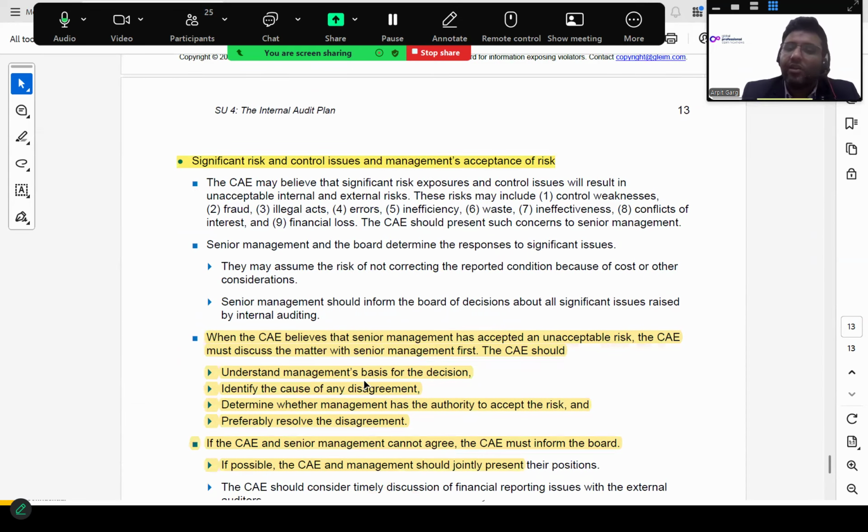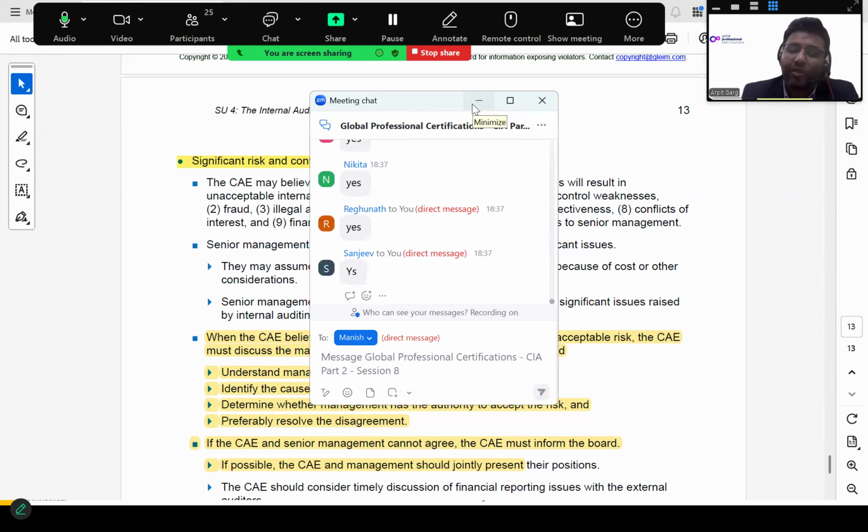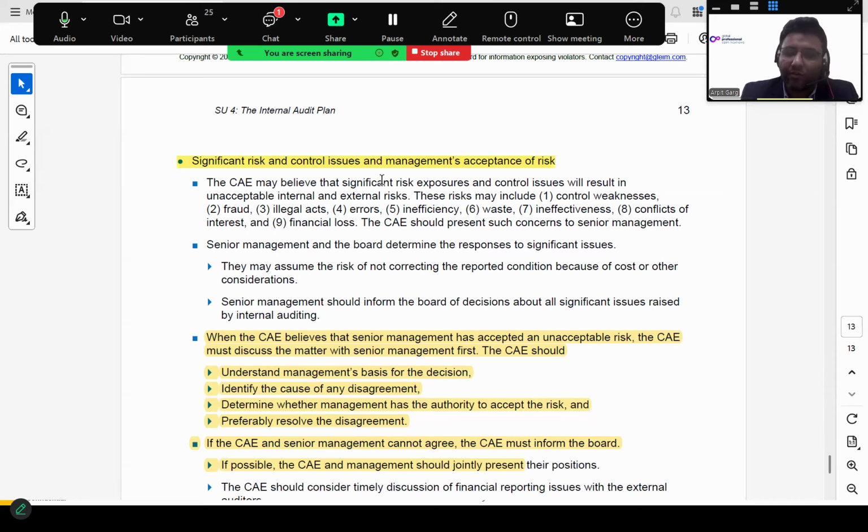This is very, very important for exams. So can I request you all to put yes on the chat box? We are on the last page of the topic. Everyone, last page, but very important. You can expect a question from this topic in the exam, and that's why I'm requesting everyone to pay attention here.